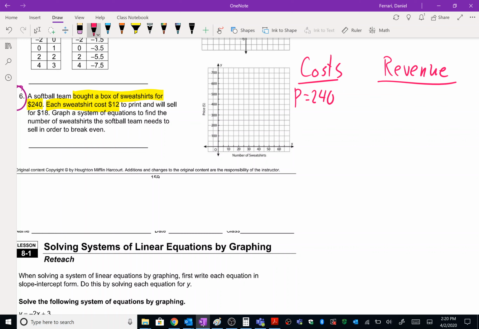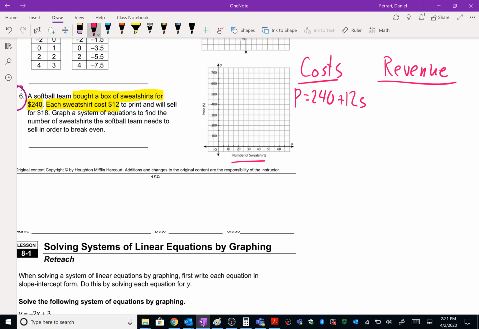Okay, now the $12 to print, that's going to be a cost per sweatshirt. So for every sweatshirt you buy, you're going to pay $12. If I buy one sweatshirt, $12. Two sweatshirts, $24. Print three sweatshirts, that's $36. So you can probably figure out the pattern from there. We're going to take our 12 and multiply it times S, where S is the number of sweatshirts. That's going to function like our X variable in these problems.